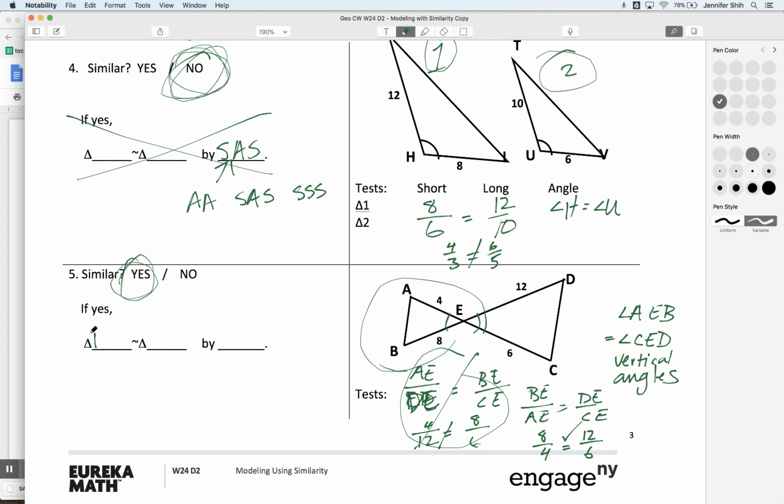So let's do BEA. And which letter corresponds with B? B and D. So DEC. You have to be really careful with these letters, and they matter. So BEA is similar to DEC by side angle side. If you wrote this in a different order than this one, and it still said BE and A, it would be incorrect. But if you write it this way, then it is correct.